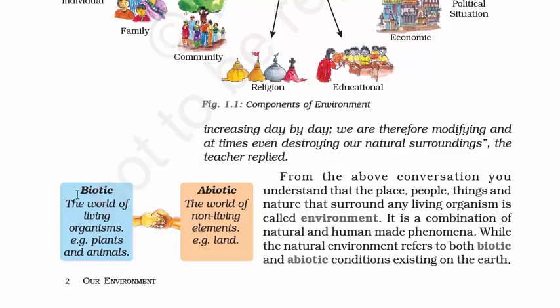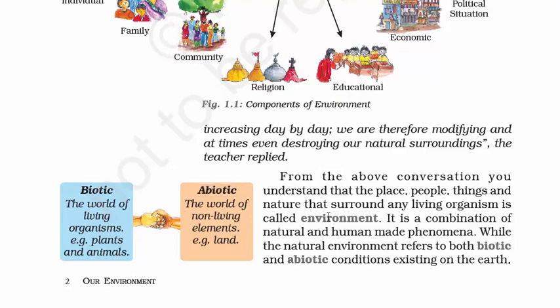So let's quickly understand these two definitions. What is biotic and what is abiotic? Biotic is the definition given to the world of living organisms, for example plants and animals. We humans also come under biotic, and abiotic refers to the world of non-living elements like land. Okay, so that is basically the meaning behind it.